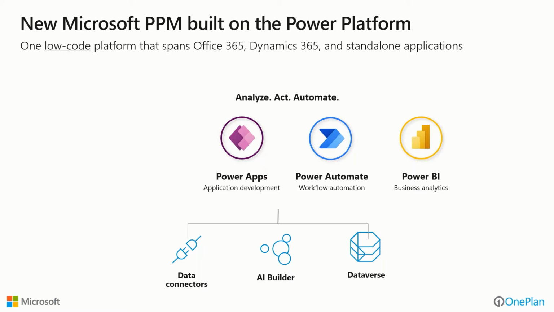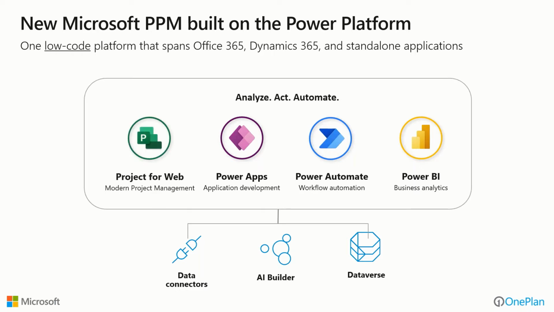The strength of this is a common data repository called Dataverse that allows us to have all of our information in one place and not distributed in silos of information so that we can use it for visibility, reporting, and other access purposes that we might want. The strength here is this new Project for the Web. Not only is it a more modern project management tool, but it is built on this Power Platform and using Dataverse as its data repository.